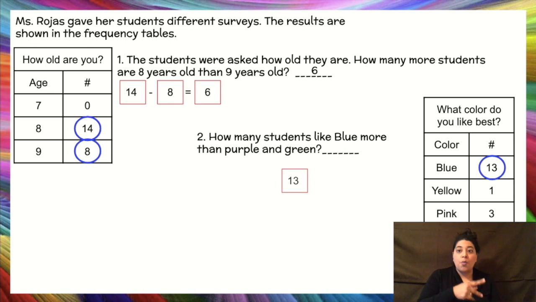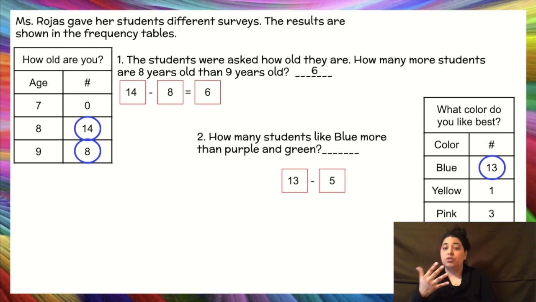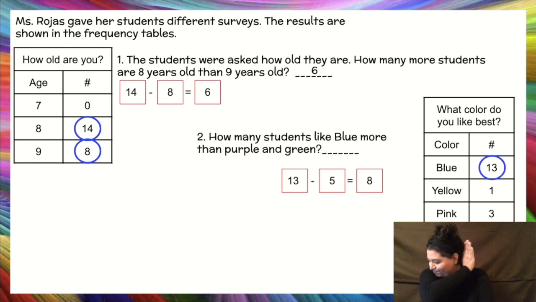Okay, so let's set it up. I'm going to take 13, and I know that I'm combining purple and green and subtracting from my blue. And 3 plus 2 is 5. So 13 minus 5. Go ahead and do a little bit of subtraction right now. I'm going to give you a couple seconds. You should have gotten 8, right? If you got 8, go ahead and give yourself a pat on the back. And then we just go ahead and plug in our answer.